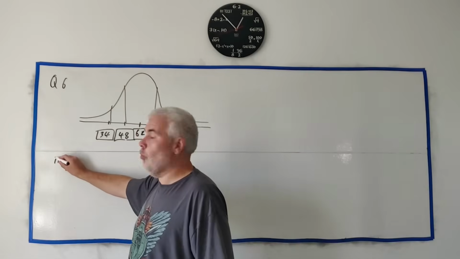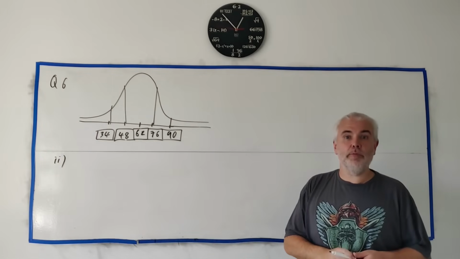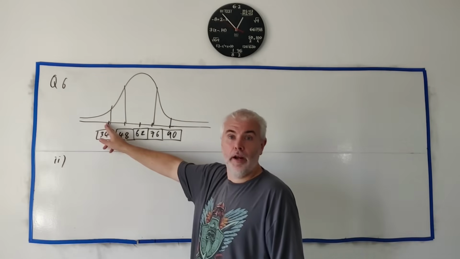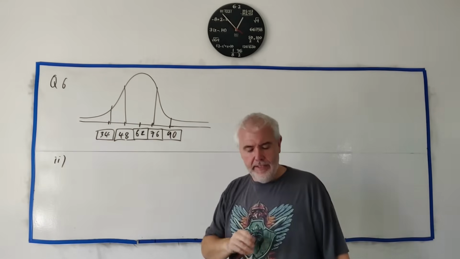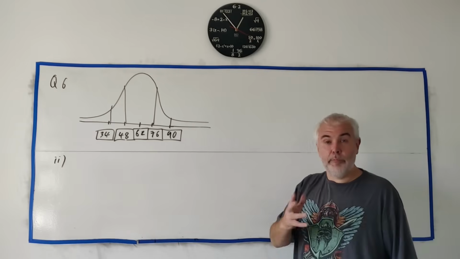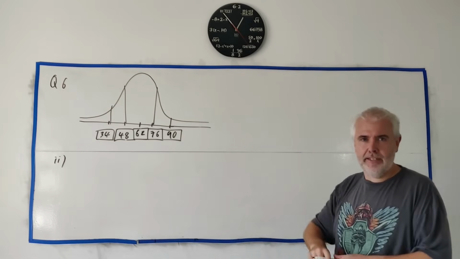For part 2, they tell you a student is chosen at random. Find the probability that that student's grade is between 34 and 90. They also give you a hint. They tell you to use the empirical rule. So let me just explain this a little more.